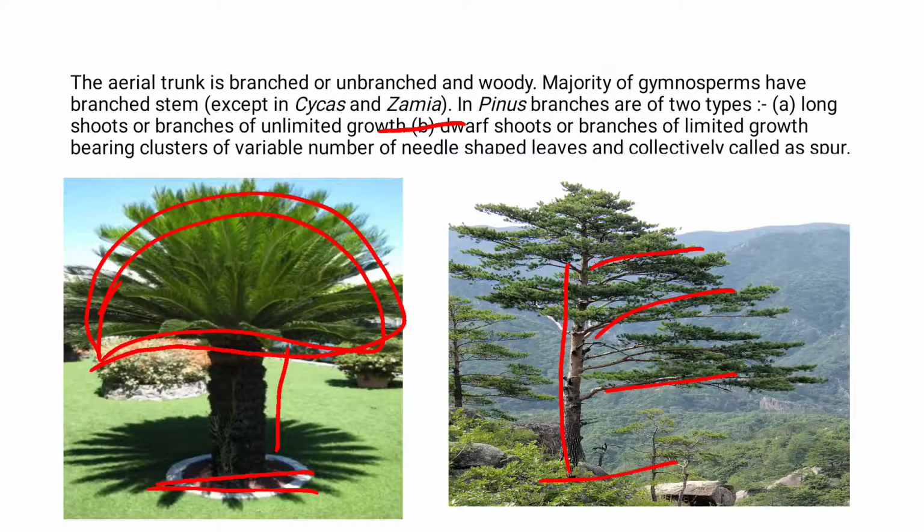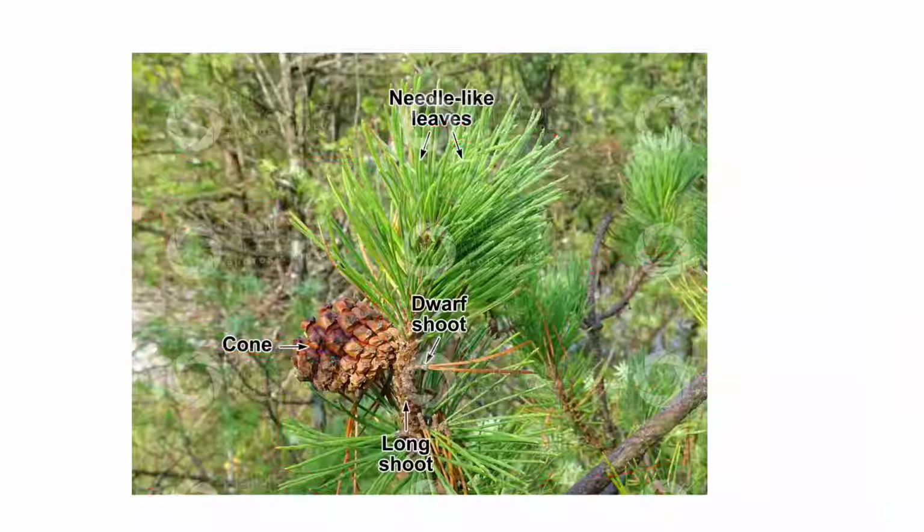If you look at the branching in Pinus, here you will find two types of shoot system, or two types of branches. One is the long shoot, or branches of unlimited growth. Another one is the dwarf shoot, or branches of limited growth. What do these branches of limited growth and unlimited growth mean? You can see here these long shoots are known as branches of unlimited growth.